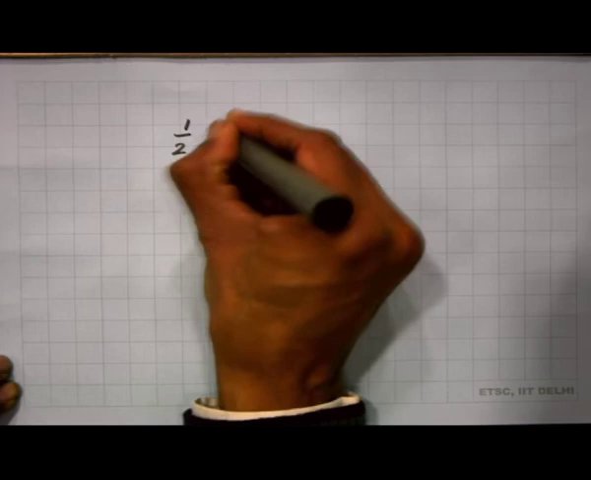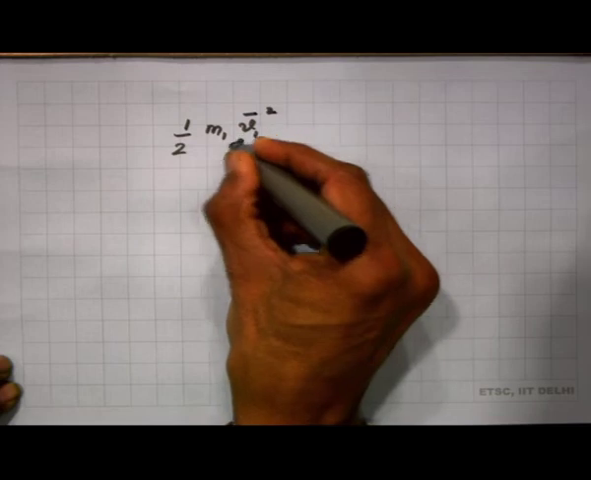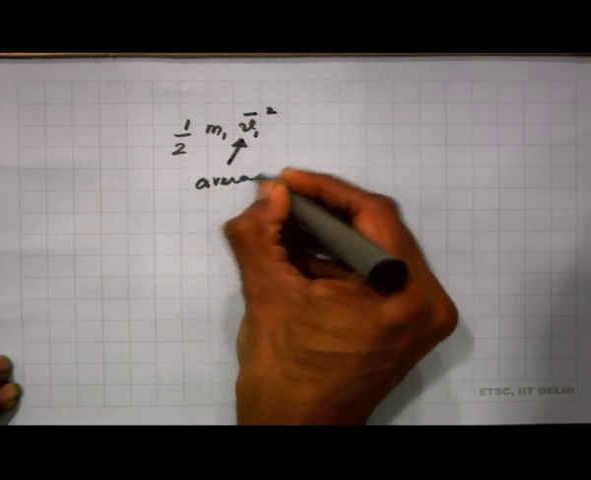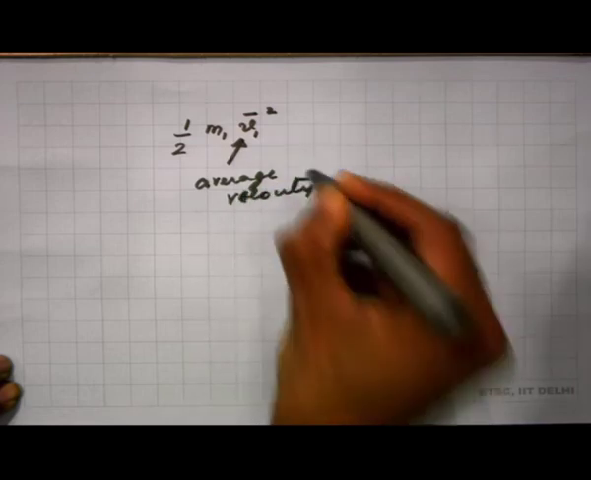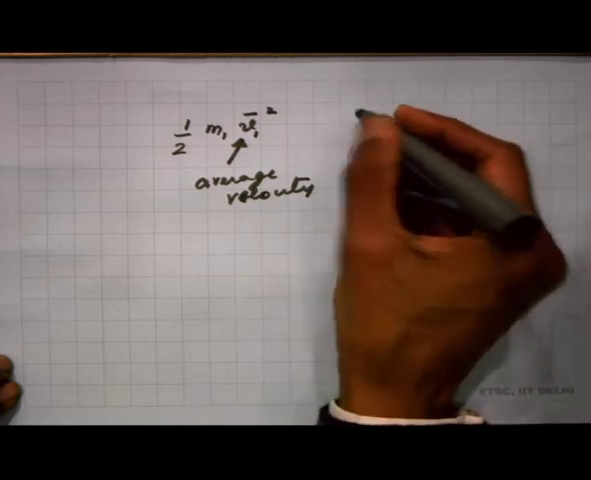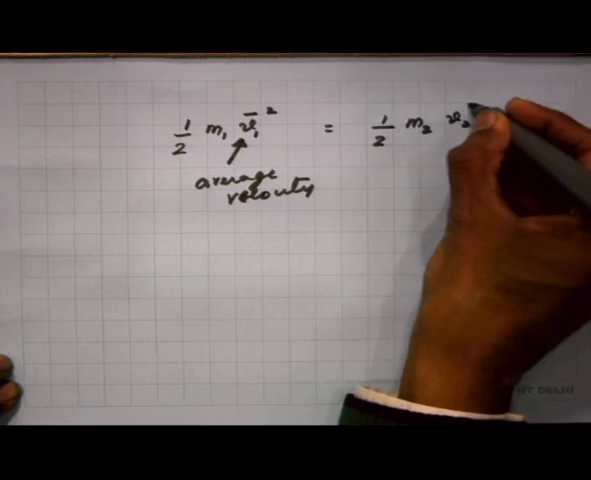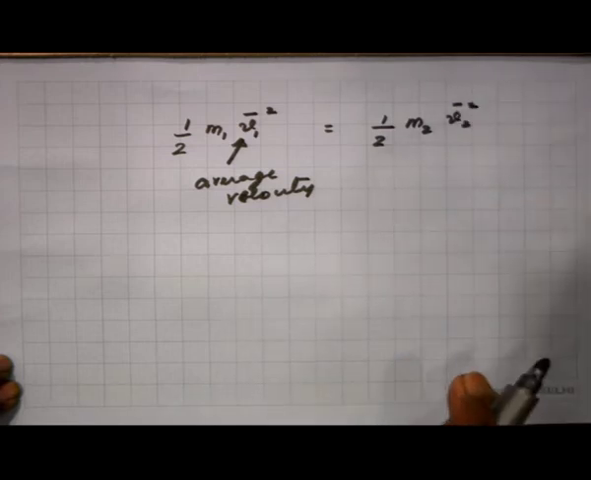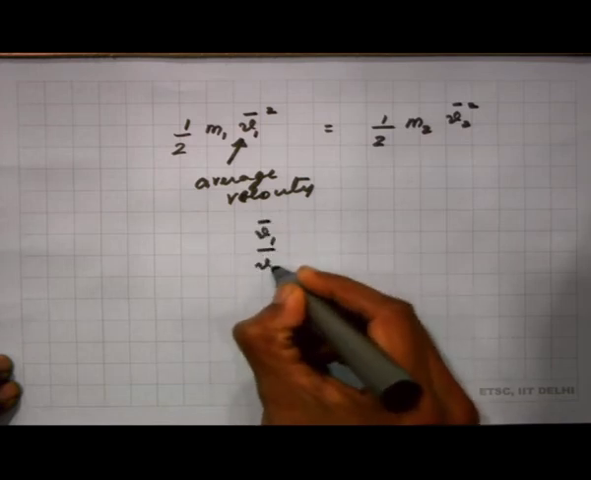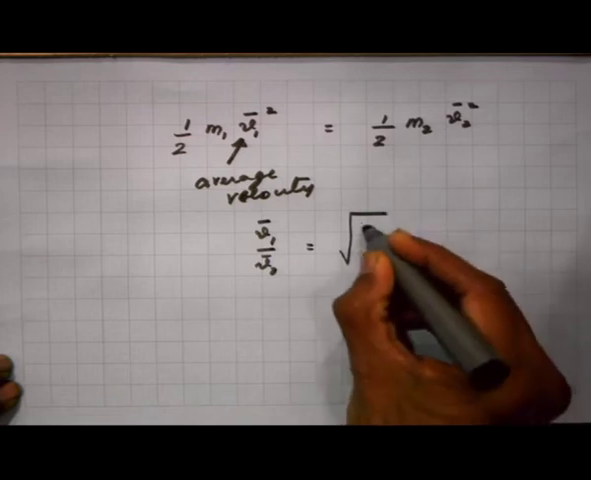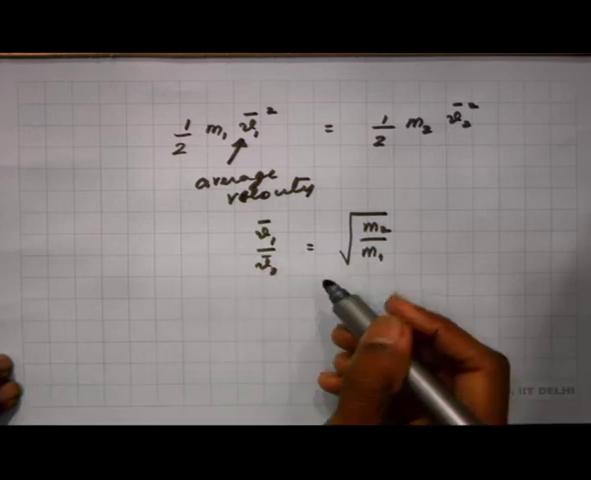So, we say that half m1 v1 bar square corresponds to the average velocity. The average velocity of the molecules in sample 1 must equal this. We are just supposing, and this would be a prediction. And so, we are saying V1 bar over V2 bar must equal root M2 over root M1. Is there a way to test this?